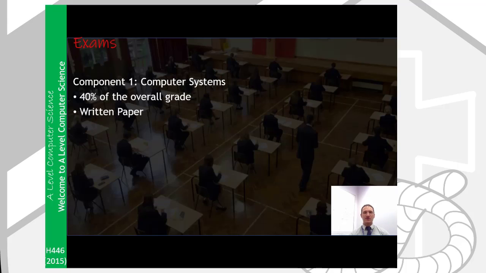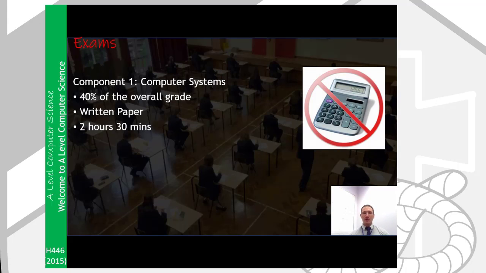Component 1 is computer systems. This is basically you memorizing a lot of information and then going into the exam and regurgitating what you've remembered. This is 40% of the overall grade. At GCSE it's 50%, but because the programming project takes 20%, they're taking 10% off each paper to give to the programming project. The exam is 2 hours and 30 minutes, and it is a non-calculator paper, so everything that you do has to be worked out and explained.